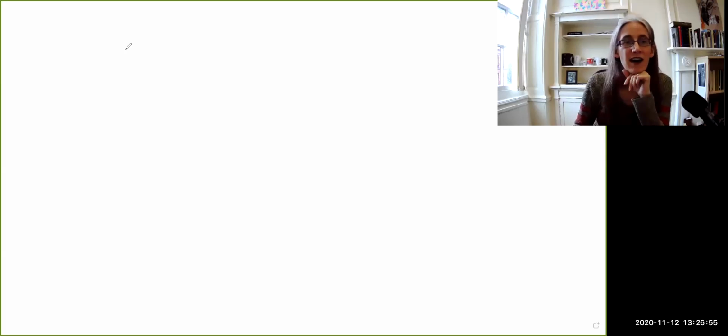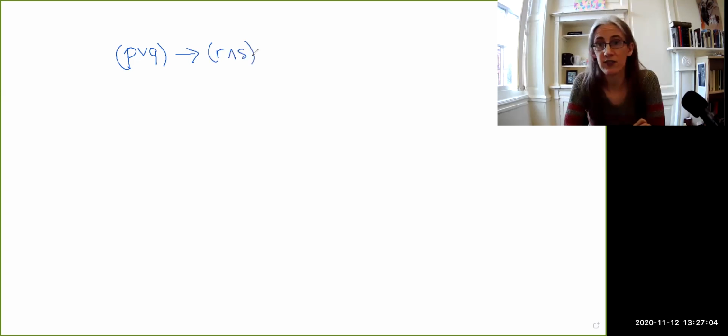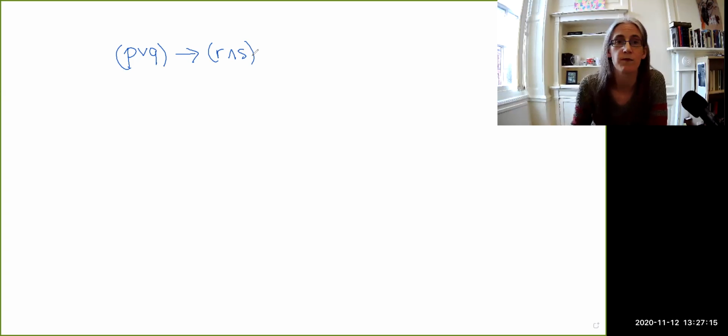So here we are. I'm going to take this formula, P or Q implies R and S, and I'm going to reduce this into its conjunctive normal form. Now, this one, as you can see, not a tautology, not a contradiction. It's just merely consistent. Sometimes it's true, sometimes it's false. First step, change all of your implications into disjunctions. So that gets us not (P or Q) or R and S.